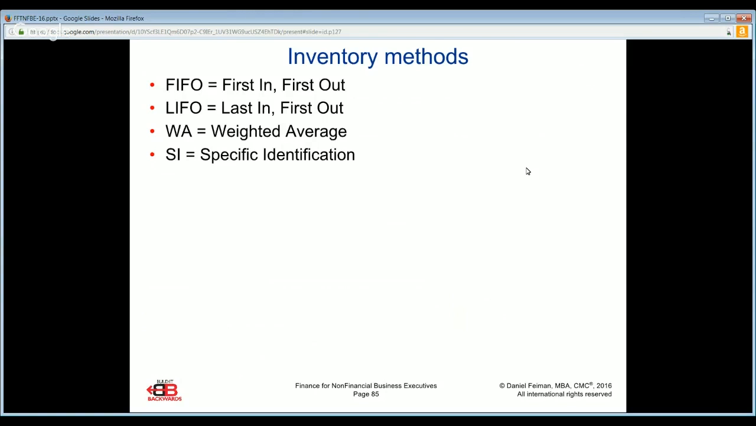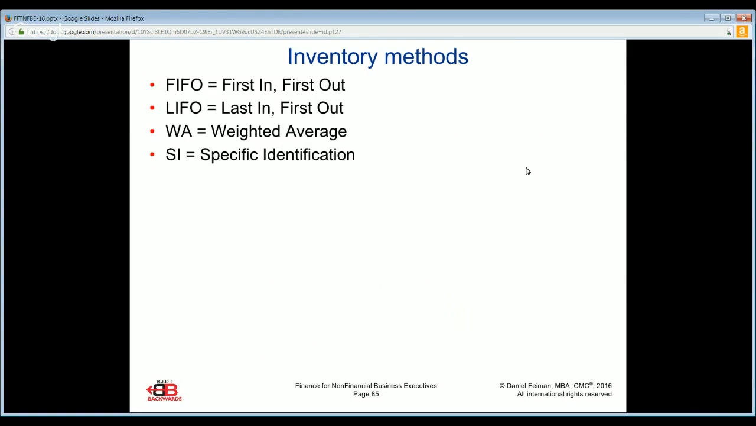Last in, first out is just the opposite. The last piece of material we buy is the first one we sell. Seems counterintuitive, doesn't it? In fact, in many situations, IFRS does not allow us to use last in, first out as an evaluation method for our inventory. Why do organizations use last in, first out?